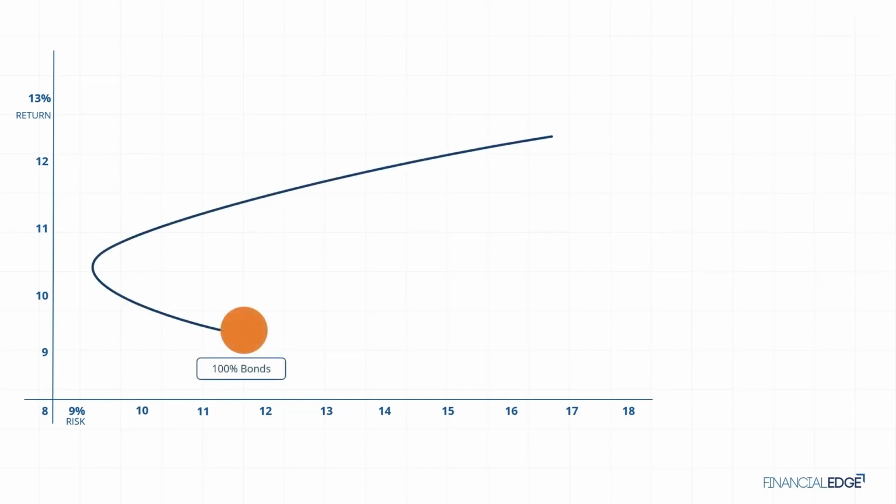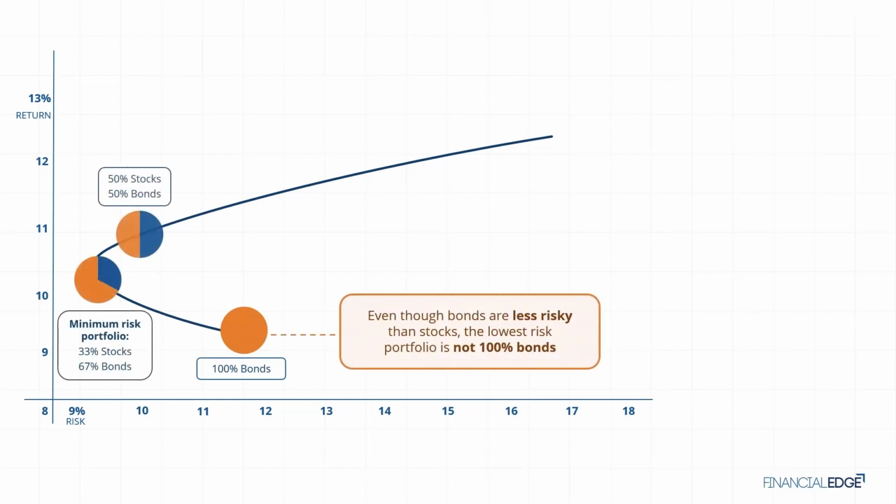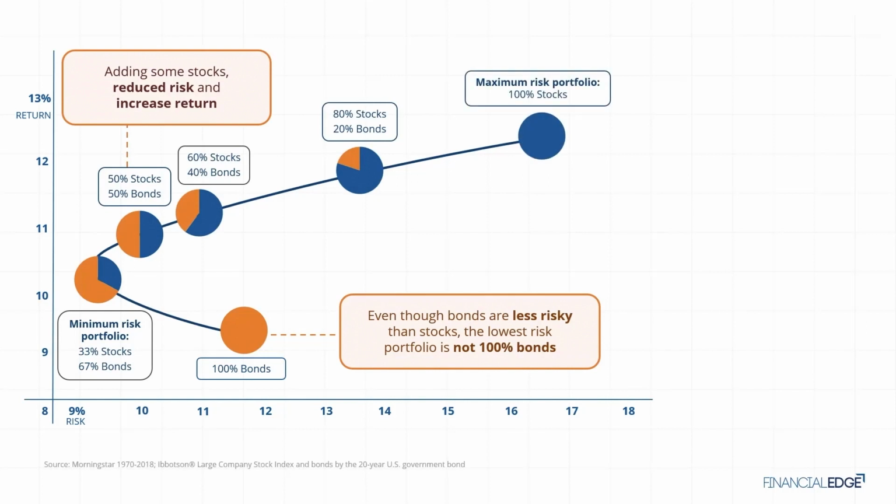An efficient frontier is the line that connects all optimal portfolios across all levels of risk. An optimal portfolio is simply the mix of assets that maximizes portfolio return at a given risk level. This image illustrates an efficient frontier for all combinations of two asset classes, stocks and bonds. Although the bonds are considered less risky than stocks, the minimum risk portfolio does not consist entirely of bonds.